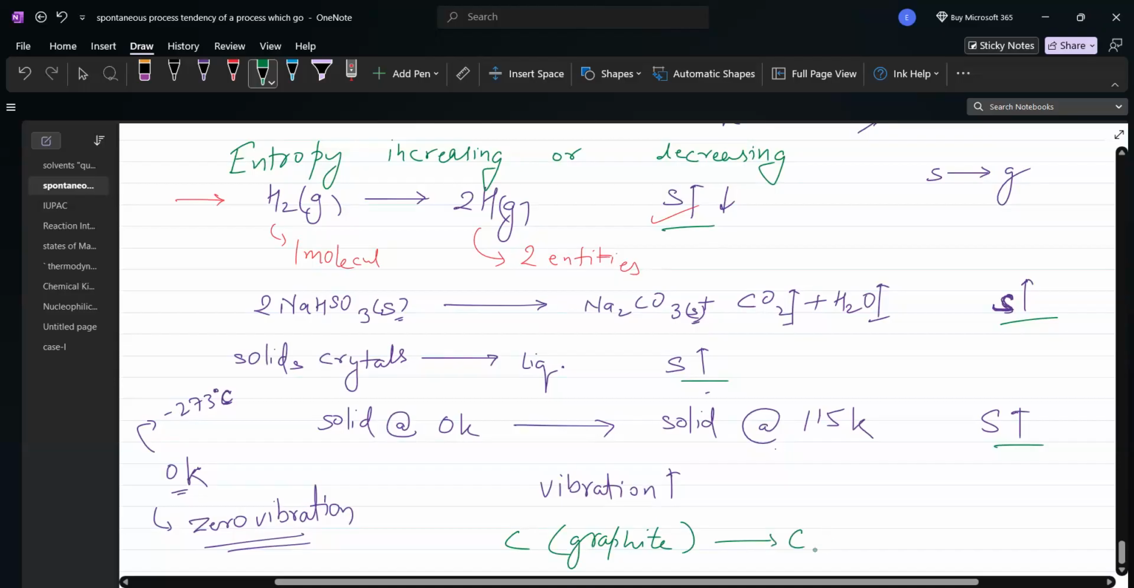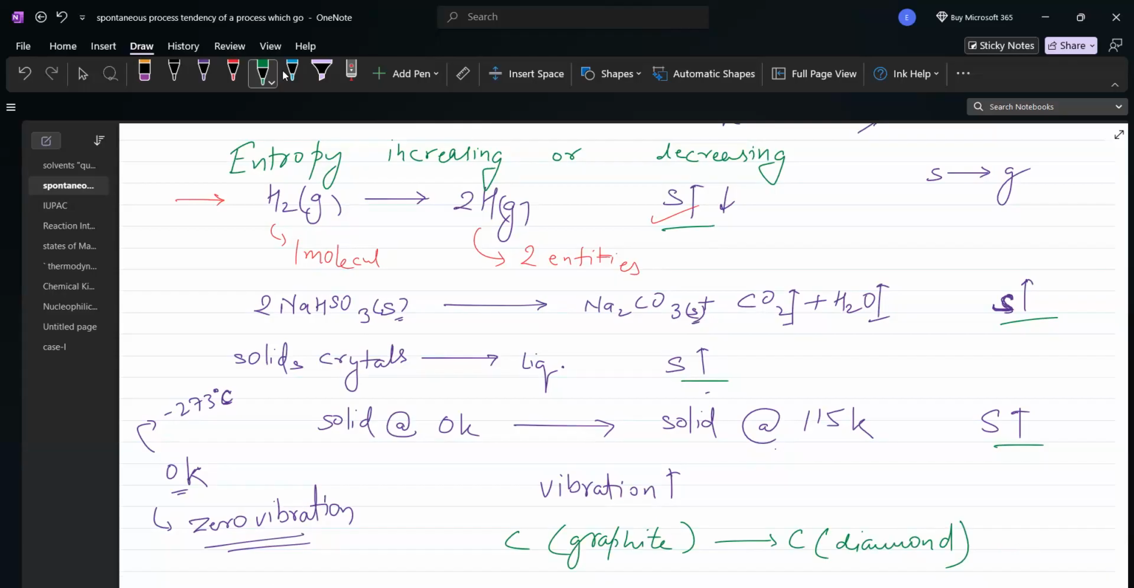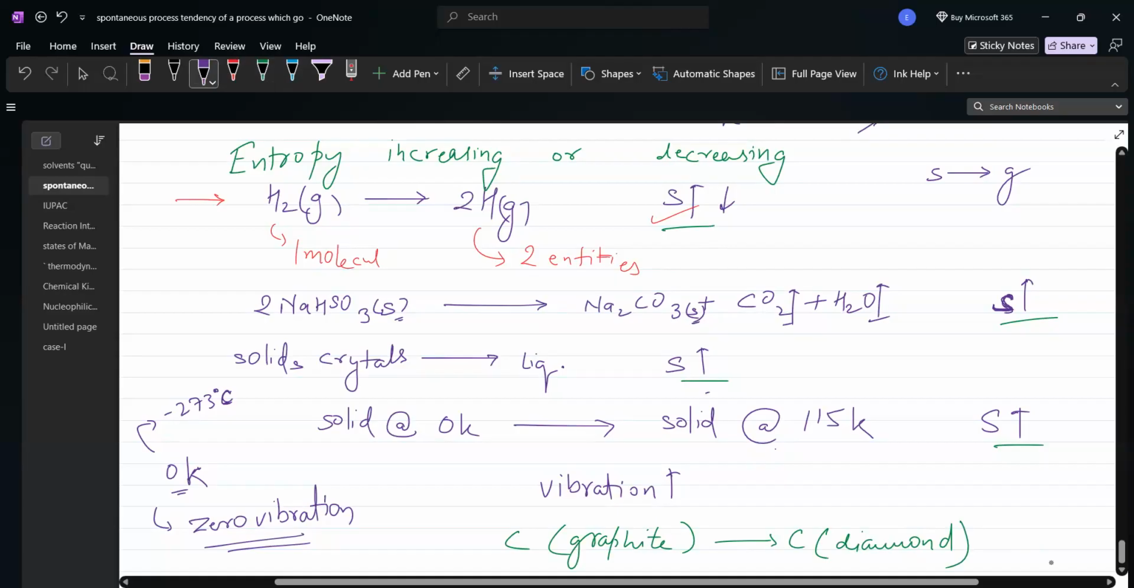Ali, what do you think? It should be already in your notes. Entropy will increase or decrease? Decrease. I've already told that. Okay, good answer, good, Ali.